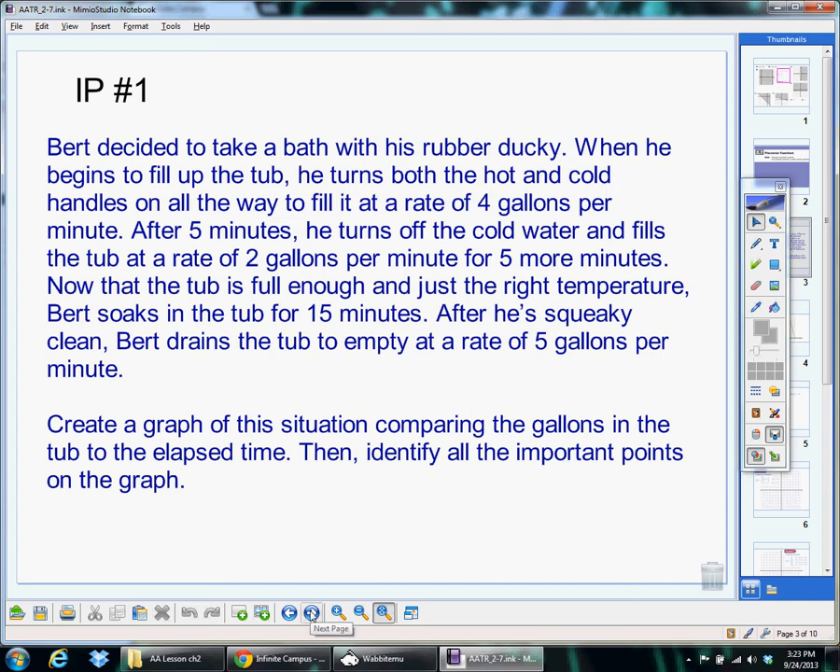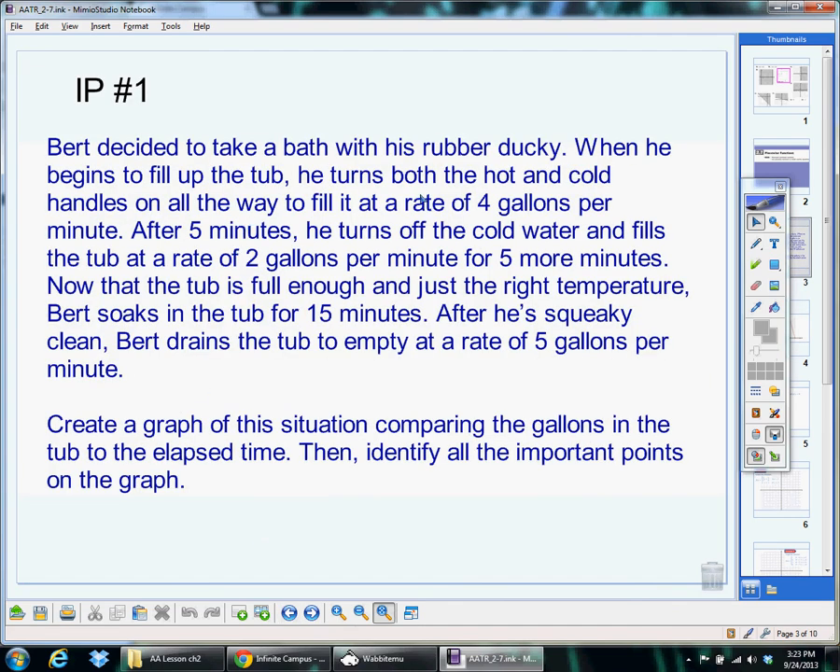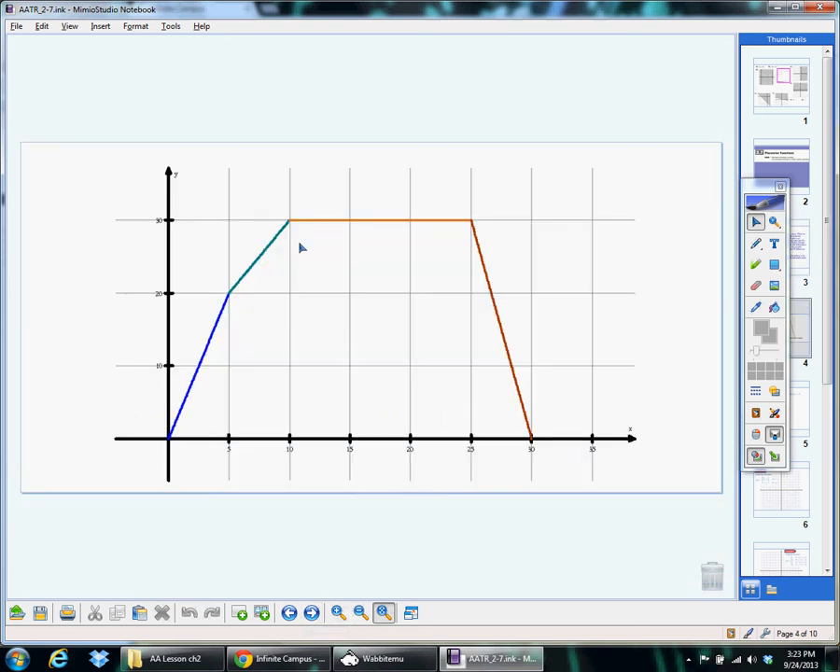Alright, how did you do? Here is the answer that I came up with, done nice and easy for you. This blue line here at the beginning, this represents, going back to the paragraph, him turning on both hot and cold water and putting in 4 gallons per minute. Now after that 5 minutes, he turns off the cold, so the water's filling the tub slower. So notice how this is going a little slower here. This one fills it up pretty fast, and this one fills it up a little slower.